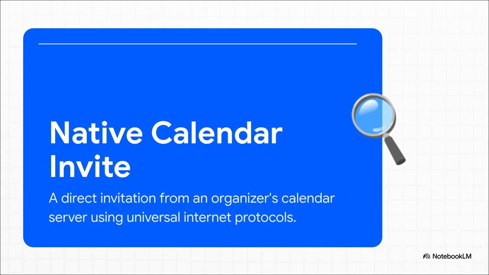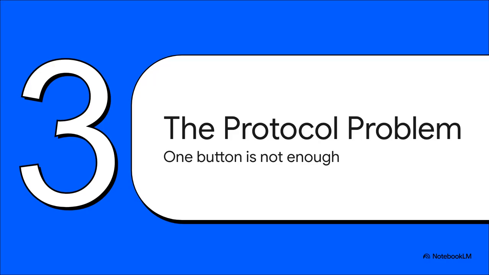A native invite, though, is a completely different ballgame. It's a direct conversation. The organizer's calendar server is talking directly to your calendar app, and they're both using these universal internet rules. So it's not a file download, it's a real two-way communication. Now this is where it gets really interesting, seeing how that difference plays out in the real world.